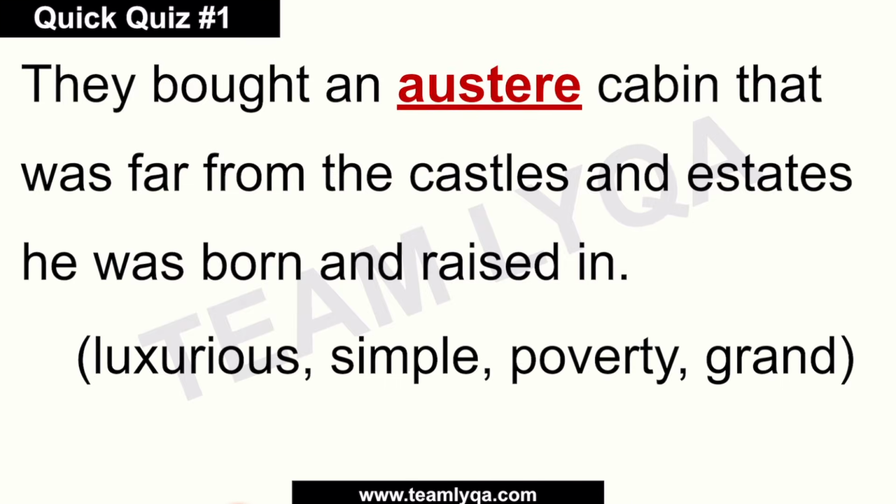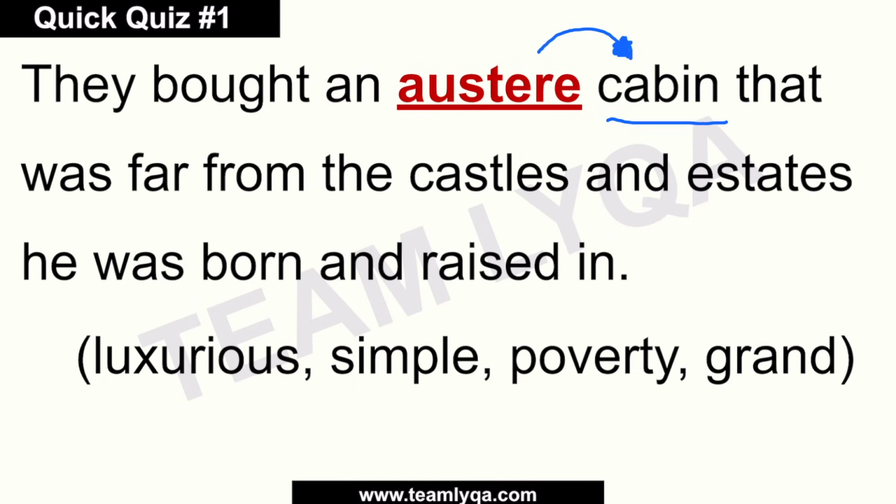It says here, they bought an austere cabin that was far from the castles and estates he was born and raised in. Okay? So, they bought an austere cabin. That means this is an adjective, describing the cabin. What does the cabin look like? When it's a cabin in the woods, right? If it's a cabin, it's rather small. Then, it also says here, it was far.